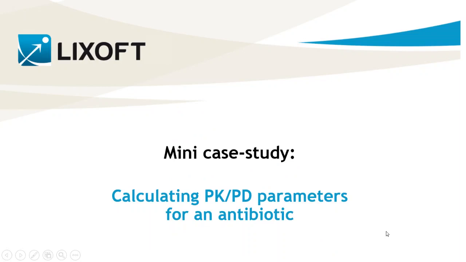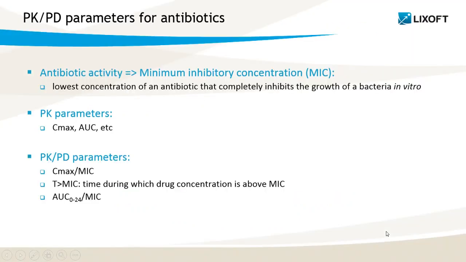Today I will show you a modeling and simulation workflow with an antibiotic in order to find the dosing regimen that optimizes the bacterial killing. The primary measure of antibiotic activity is the minimum inhibitory concentration, MIC. The MIC is the lowest concentration of an antibiotic that completely inhibits the growth of a bacteria in vitro.